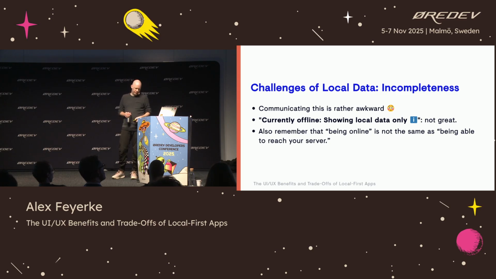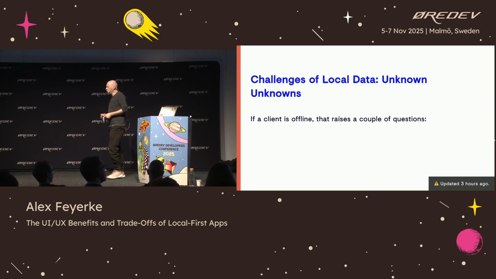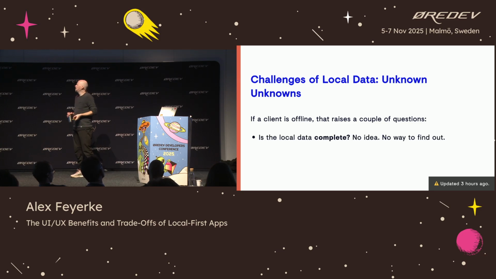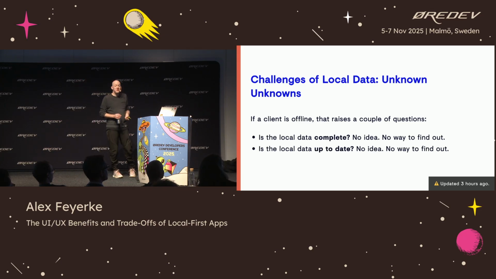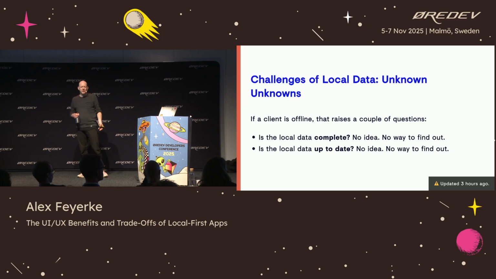That's more relevant. But to make it even more awkward, if a client is offline, that raises a couple of questions. Like, is the local data complete? No idea. No way to find out. Is the local data up to date? No idea and no way to find out. The only way to find out would be to talk to a server, and I can't do that. This is a weird thing to expose to the user.